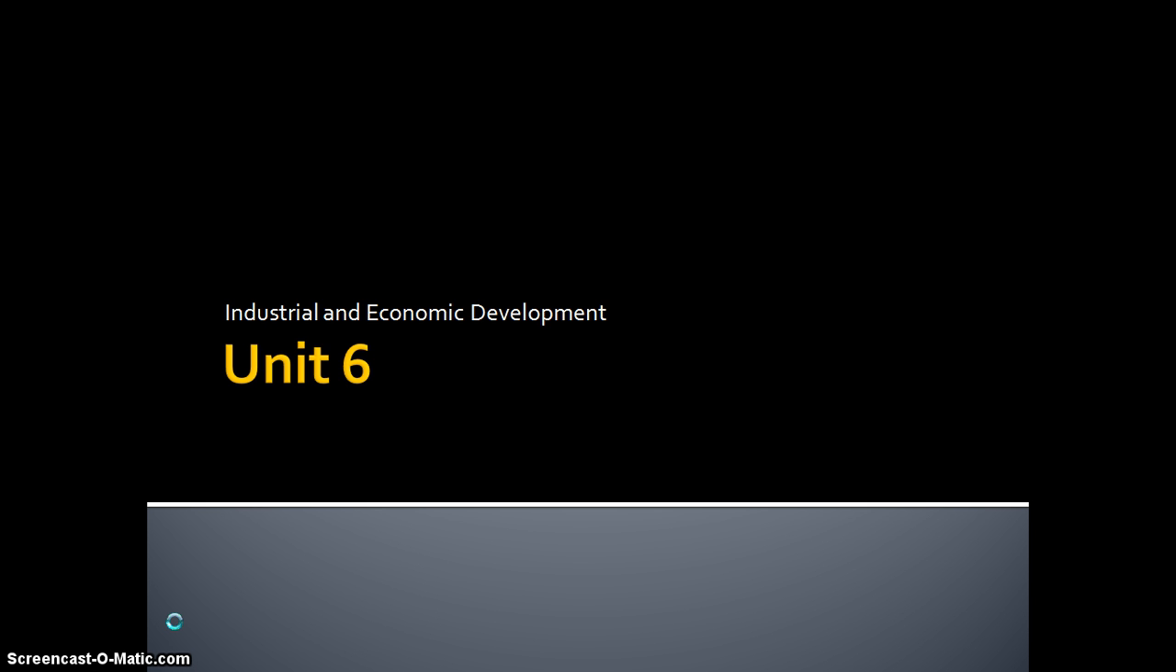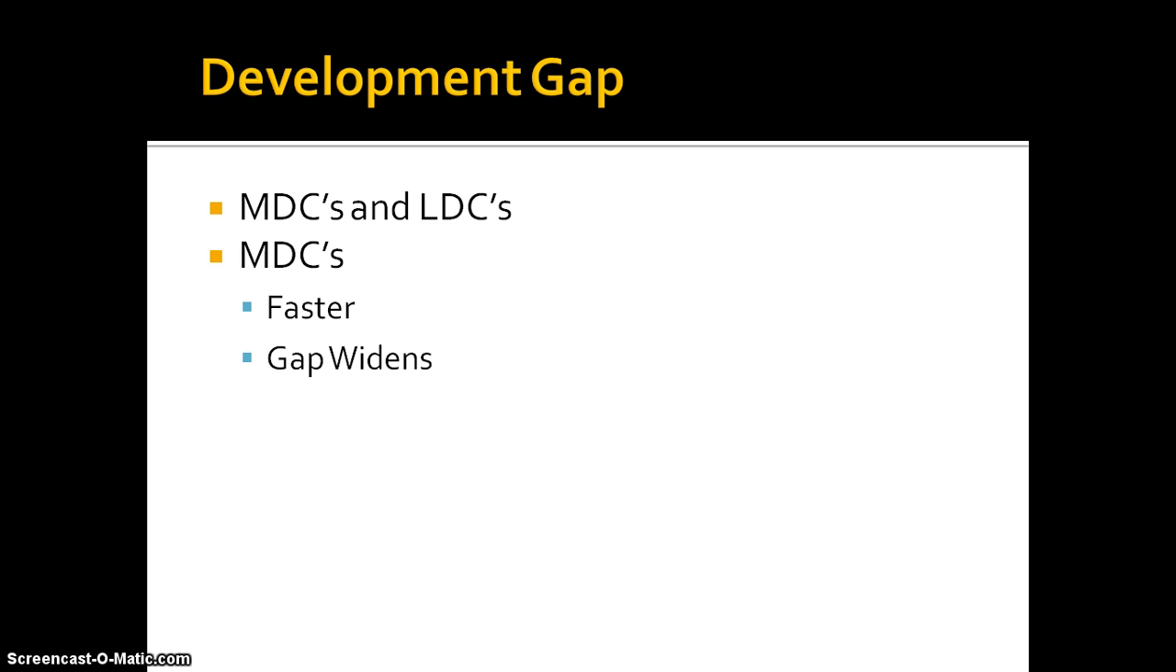And again, remember there are a lot of different indices that the United Nations use to look at development. Those specific factors that they look at, those four that we discussed to create their Human Development Index. And so today what we're going to look at is what's called the development gap.